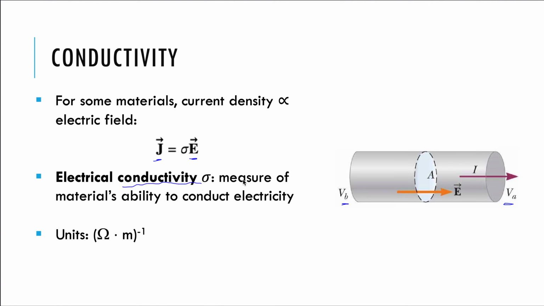Sigma is a measure of a material's ability to conduct electricity. The higher the conductivity, the higher the current density established in that conductor. The units are ohms. We haven't seen this before, O-H-M. We're going to see it later. It's the unit for resistance. So the units are ohms meters to the -1.